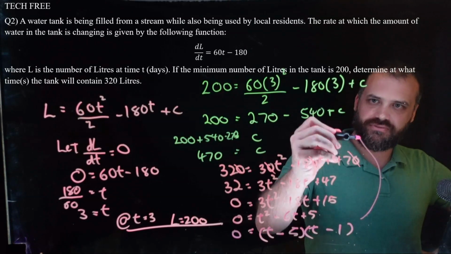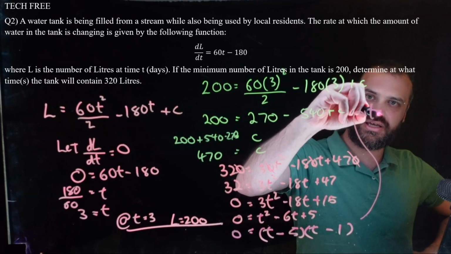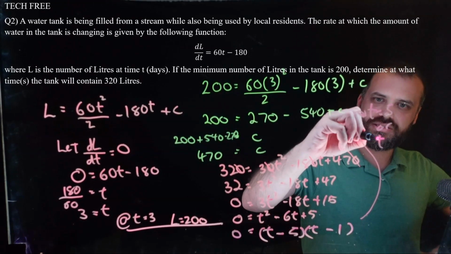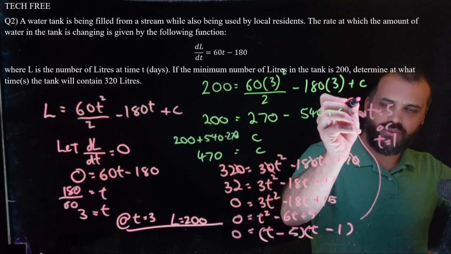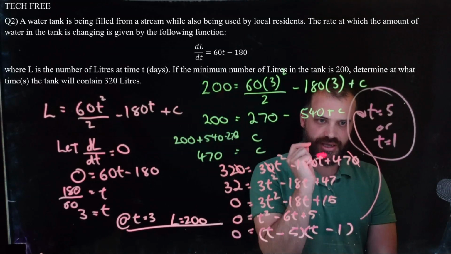Therefore, using our null factor law, t minus 5 equals 0, so t equals 5, or t minus 1 equals 0, so t equals 1. Two answers: t equals 5, t equals 1.